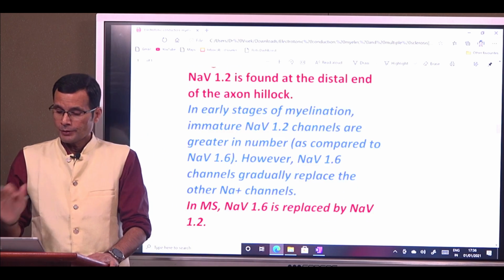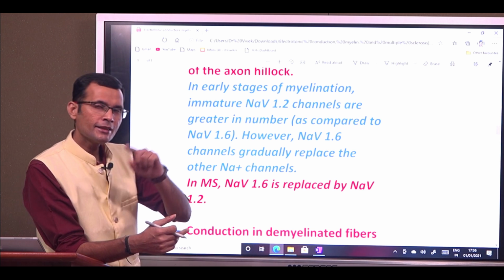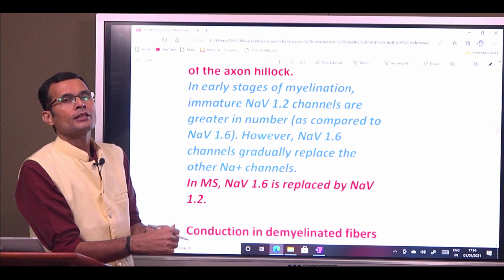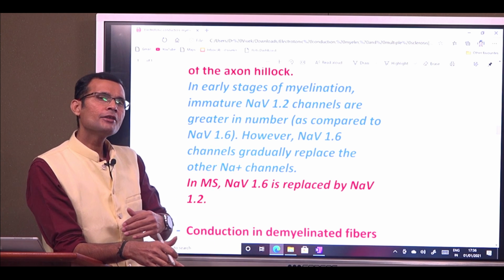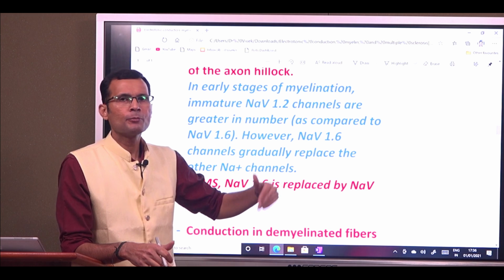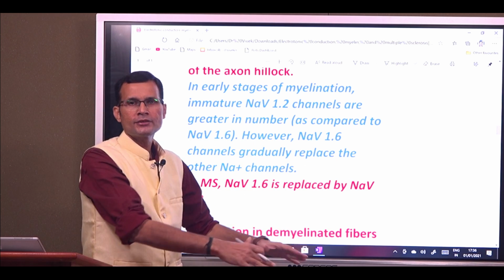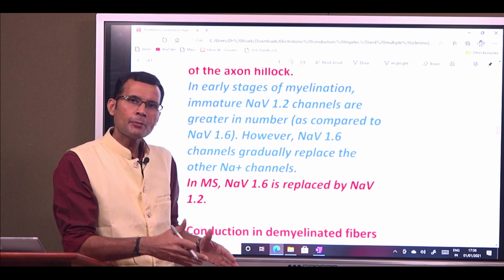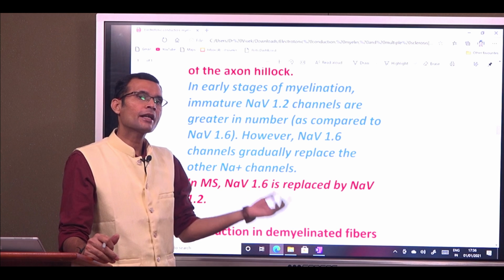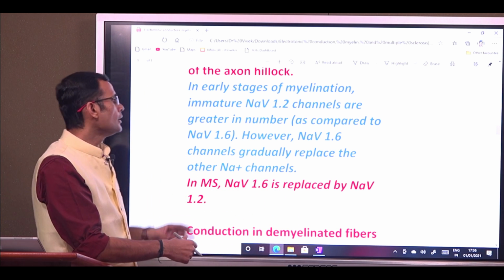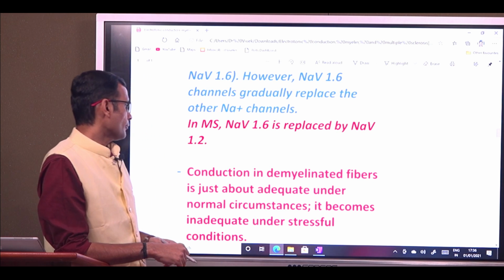Just remember, as additional information, in the early stages of myelination, NaV 1.2 is the channel that's present, and it does get replaced with NaV 1.6. When myelination is completed, it's the NaV 1.6 channel which is going to be there permanently until demyelination. Of course, when demyelination happens, again NaV 1.2 comes back. So that's what happens at the molecular level.